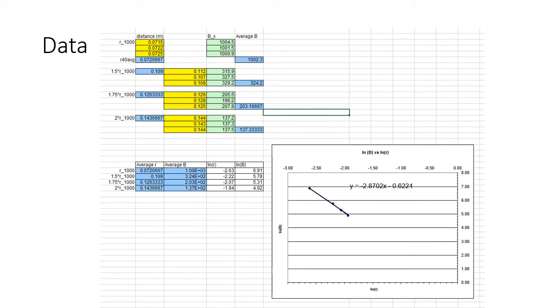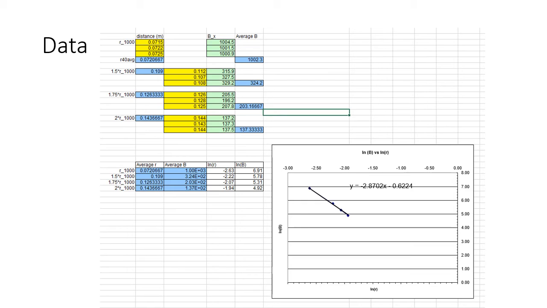Here's my experimental data. The average distance where the x component equaled 1,000 microteslas was 7.2 centimeters. The measured magnitude at 1.5 times that distance was 324.2 microteslas. At 1.75 times the distance, the magnitude was 203.2 microteslas. And finally, at 2 times that distance, the magnitude was 137.3 microteslas.